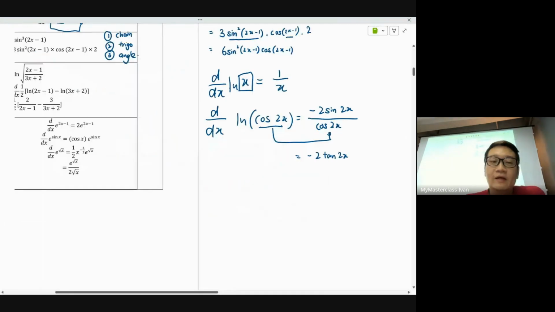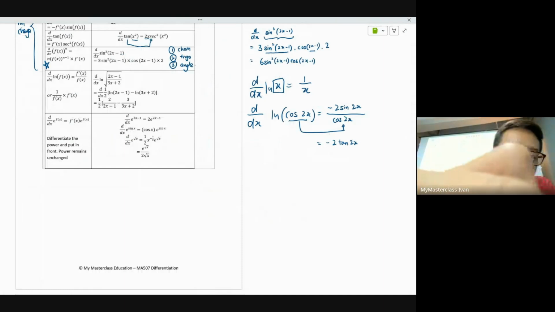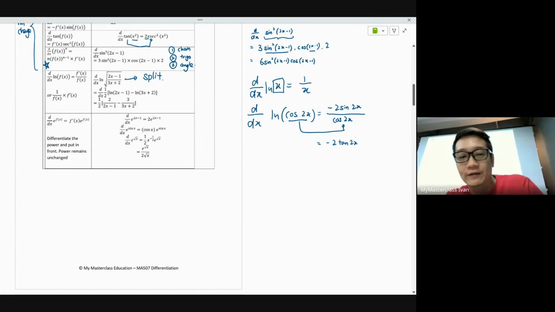Okay? Understand? So when you see a ln with a fraction, always split.